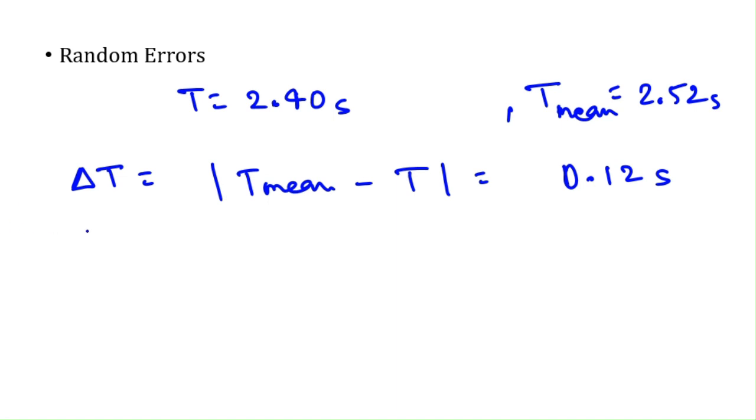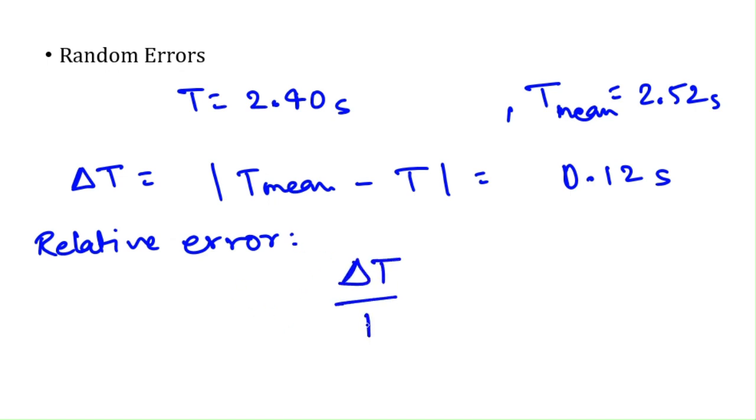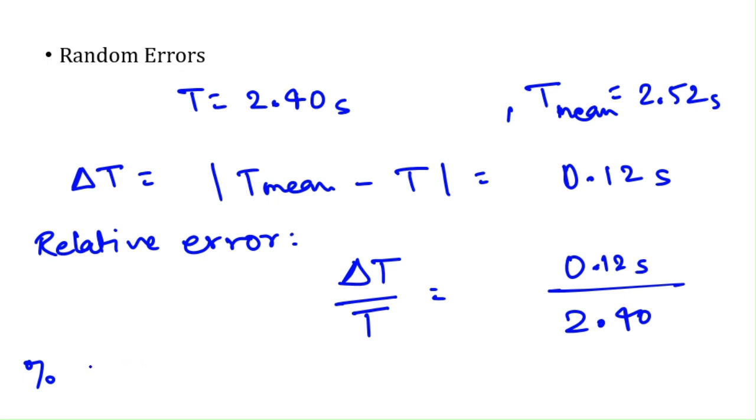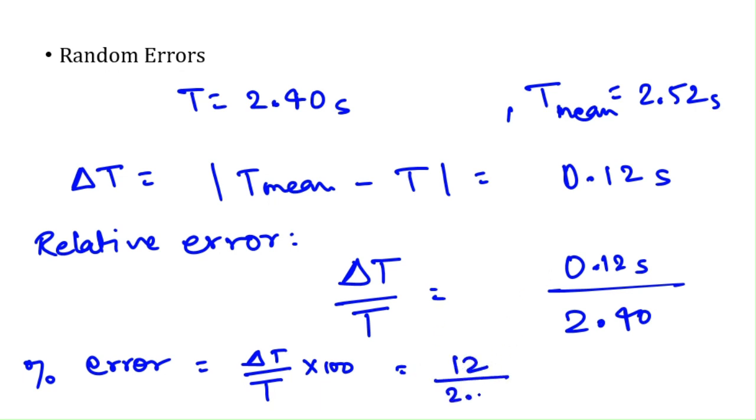0.12 second. And now there is a relative error also, and relative error we can write as delta T by T, and this will be 0.12 second divided by 2.40 second. And of course, if we want to get percentage error, the only thing we need to do here, already we have a fraction here, we have to multiply it by 100 and then we will get percentage error. So we can calculate this thing.